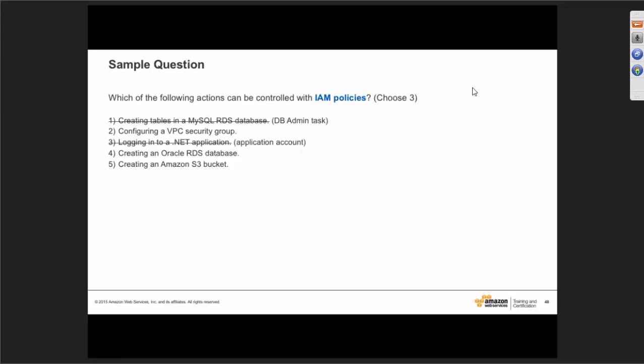So the other ones, as you can guess, are IAM policy related. Let's just go through them just to be double sure. So creating an Oracle RDS database. That's creating the database from 0, and that is done through the API or the console. And then creating an Amazon S3 bucket, as you can imagine, that's also an AWS specific kind of action. So those 2, 4, and 5 are the correct answers for this question.